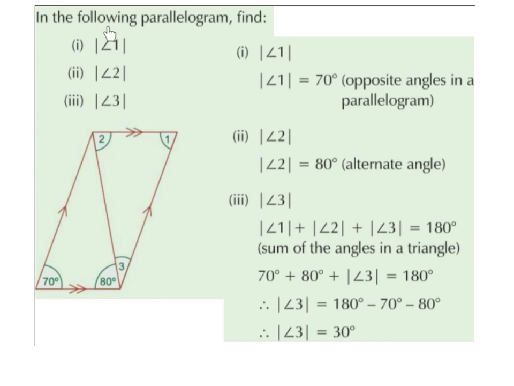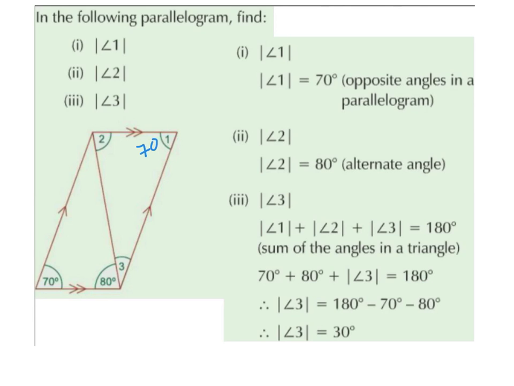In the following parallelogram, find the length of angle 1. So this is angle 1 here, and we can see that it is opposite 70 degrees, and opposite angles in a parallelogram are equal, so angle 1 must be 70 degrees. So angle 1 is equal to 70 degrees, opposite angles in a parallelogram are equal. Now we want to find angle 2. So this is angle 2 here, and angle 2 is alternate to angle 80, which means they must be equal.